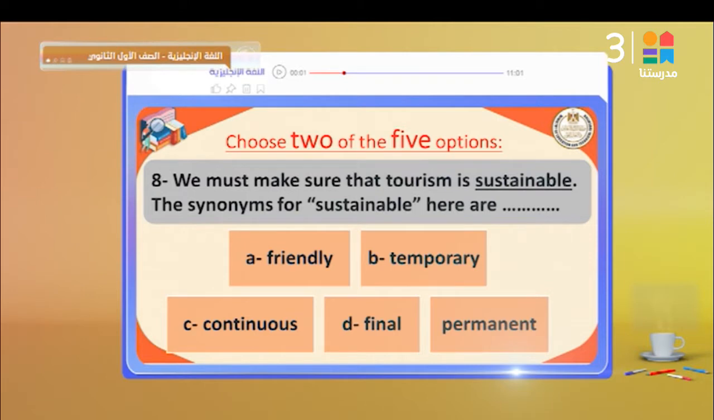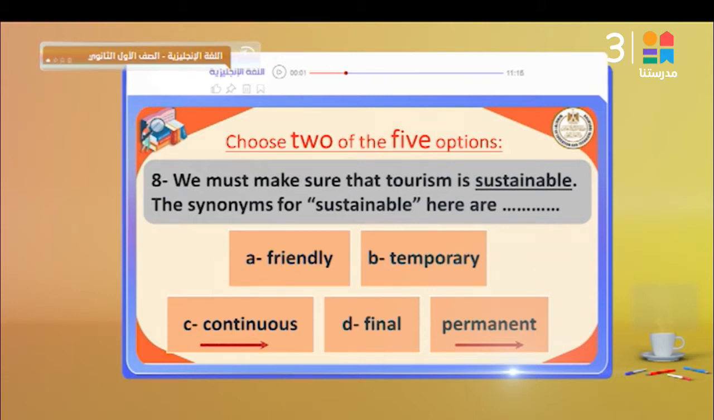Question number 8. We must make sure that tourism is sustainable. Do you remember the word sustainable? It's a very important word in Unit 1. The synonyms for the word sustainable here. We want to make the tourism sustainable, meaning we want to make it continuous, to continue for a long time for our children and our grandchildren. So we want it to be continuous or to be permanent. Permanent means lasting forever. So we want it to be sustainable.